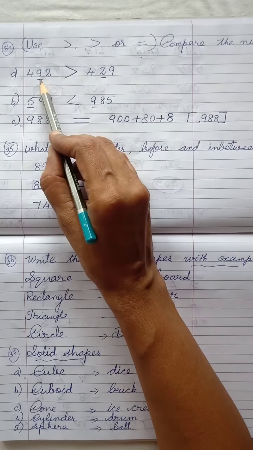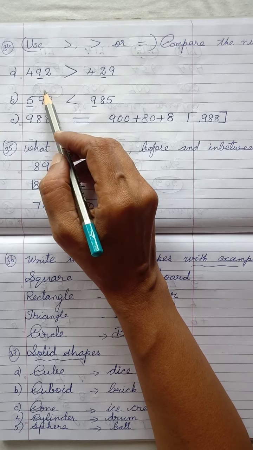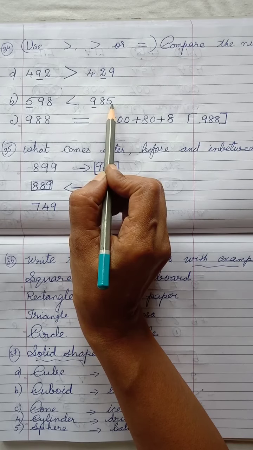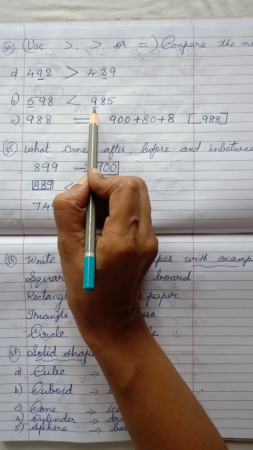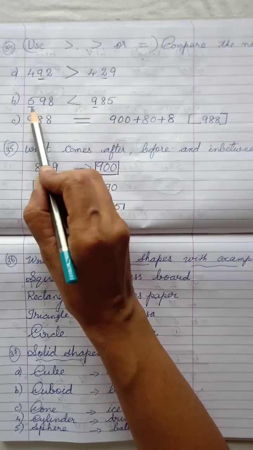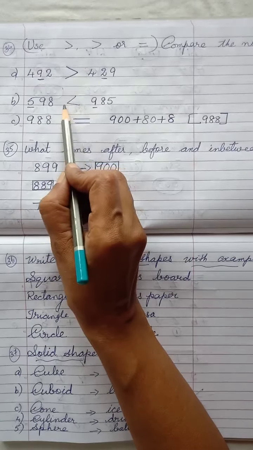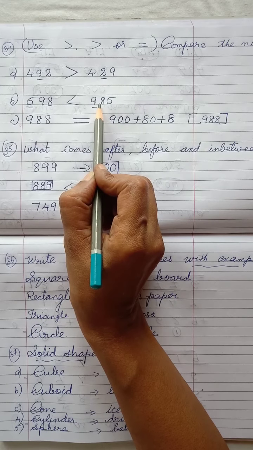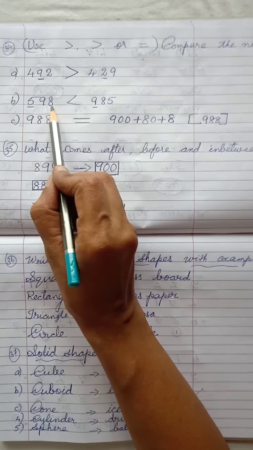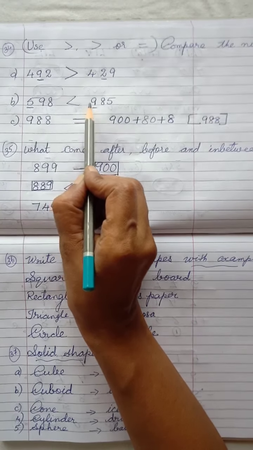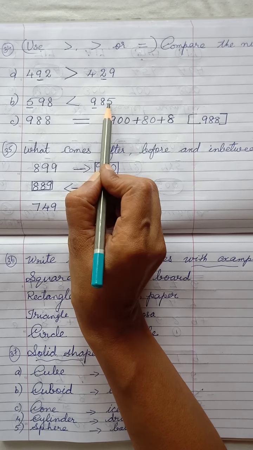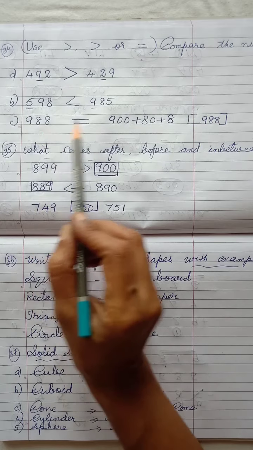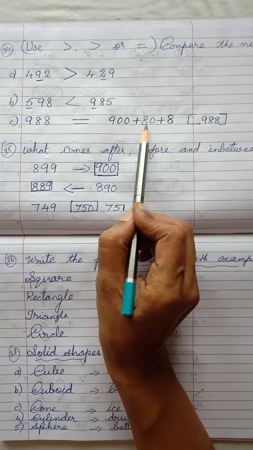Open mouth is towards the greatest number. Next one B, 598 and 985. Look here, this one is 500, this one is 900. Which is the greatest number? 900. So 598 is less than 985. Open mouth is towards the greatest number. Clear? Next one, question number C, 988 is equal to 900 plus 80 plus 8.